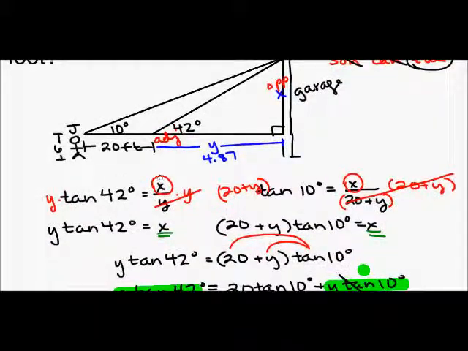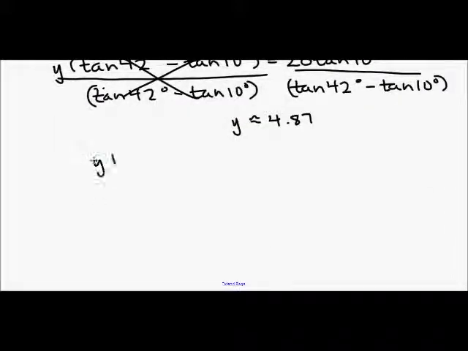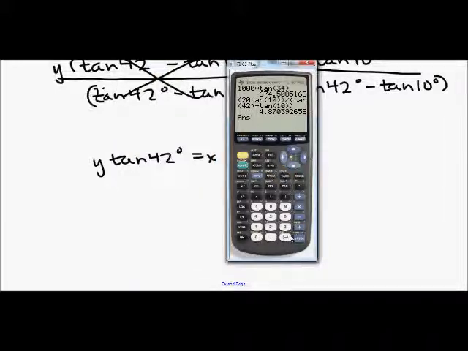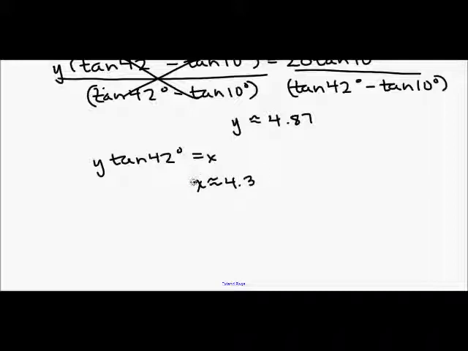But I do know from before that tan 42 is X over Y, or I could say Y times tan 42 is X. So let's do that. So we had Y times tan 42 degrees equals X. There's, again, two ways we could do this. We could do this with our rounded answer, or we could do it this way. So that's Y. So I'm going to say second answer, that was my answer, times tan 42 degrees. And I get X is 4.39 approximately, rounding to two decimal places. So X is approximately 4.39.